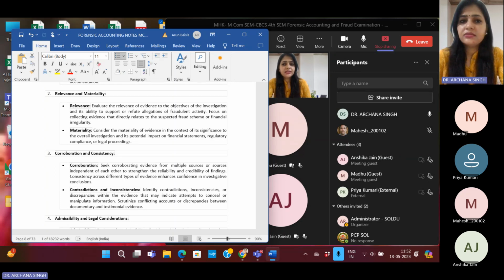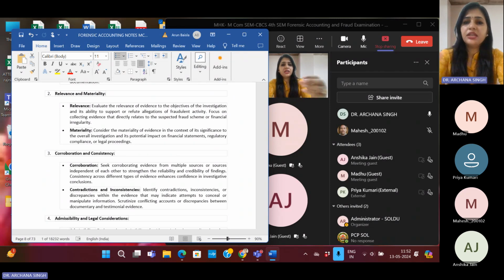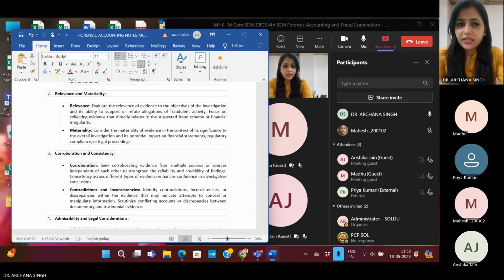Then next is materiality. Materiality means they had to consider the materiality of the evidence, means in the context of significance to overall investigation कि जो उसकी importance है, whether it is related to overall investigation or not, its potential, whether it has a potential impact on the financial statements, regulatory compliance, or legal proceedings or not. Okay, so what is the materiality of that evidence? They had to support it also.